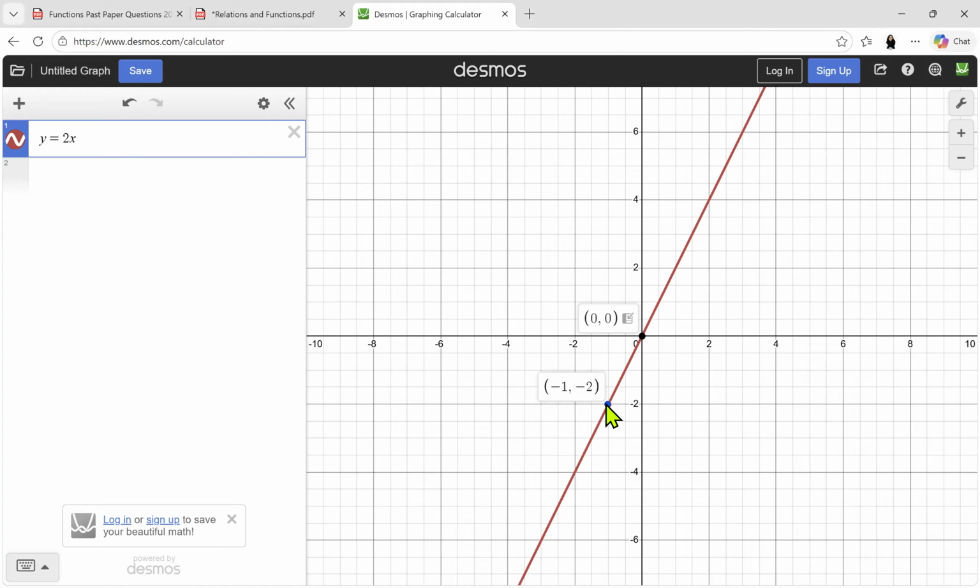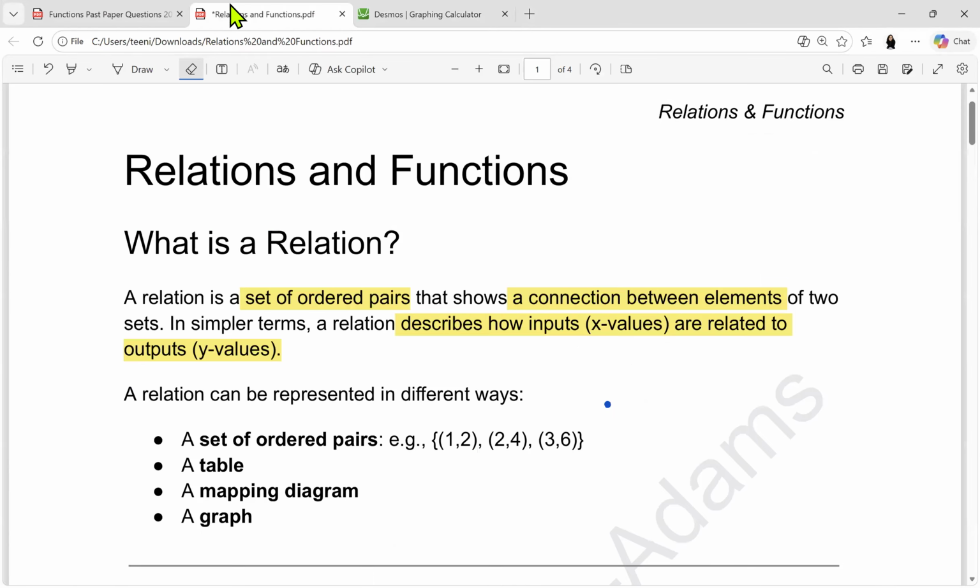I'm trying to see. So any point on this line, the relation between the two coordinates will be y is equal to 2 times x. So there I've shown you that a relation can be represented in 1, 2, 3, 4 different forms: as a set of ordered pairs, a table, a mapping diagram, or even a graph, right?